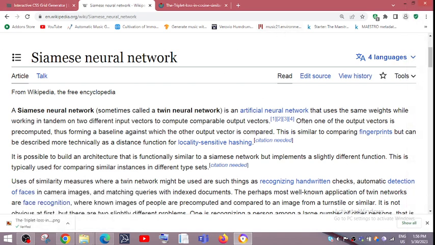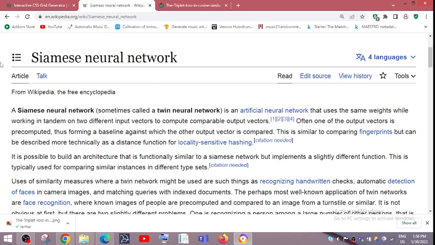Okay, today we are going to learn about the Siamese neural network. Siamese neural network, sometimes also known as twin neural network, is an artificial neural network that uses the same weights while working in tandem on two different input vectors to compute comparable output vectors. Working in tandem means working alongside each other on two different inputs, so the same weights are working together on two different input vectors to compute the output vectors.